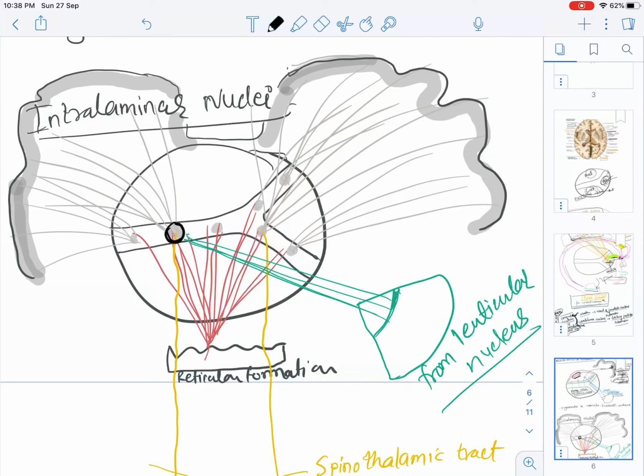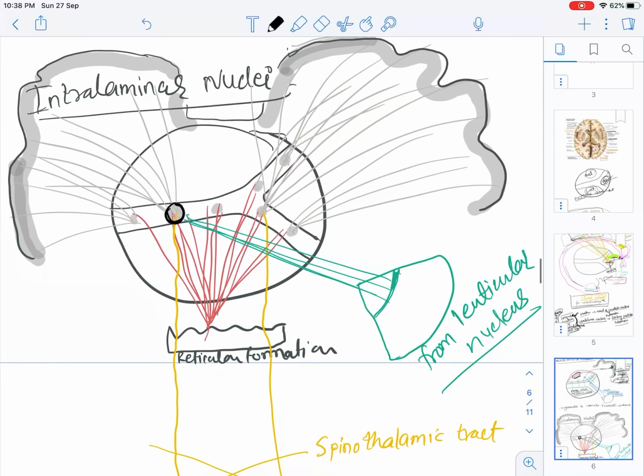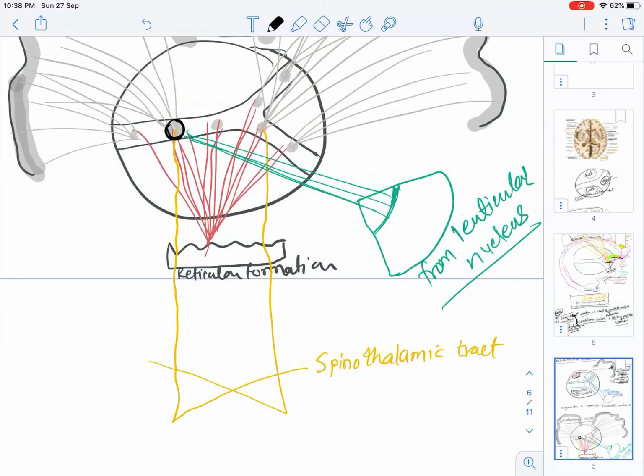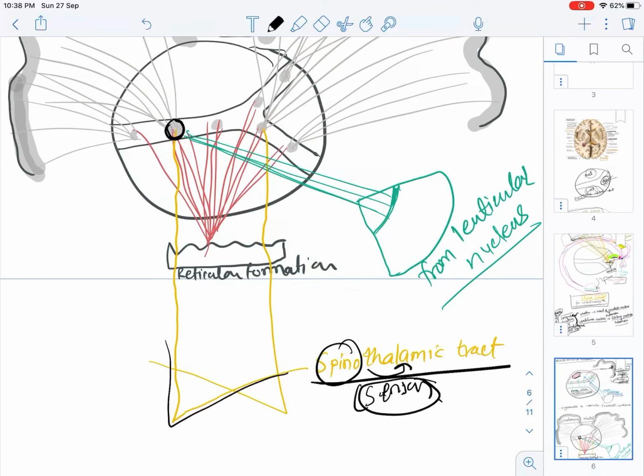Okay, so from where does this intralaminar nuclei receive the fibers? This is very important, because intralaminar nuclei have fibers radiating to all of the cortex. As you can see in this figure, it is radiating to all of the cortex of the brain. So which fiber does it receive? It receives fiber from the spinothalamic tract, which is of course sensory. It goes from the spine to the thalamus, meaning it is sensory. Okay, so it is a sensory tract. They cross at level, they don't cross in the medulla, so I have shown properly here.